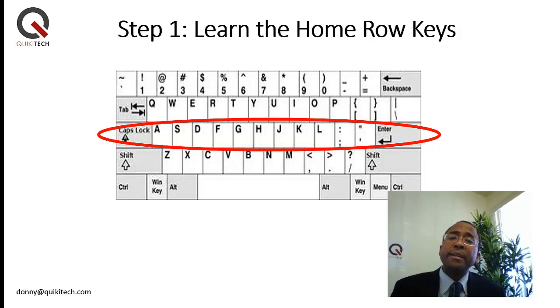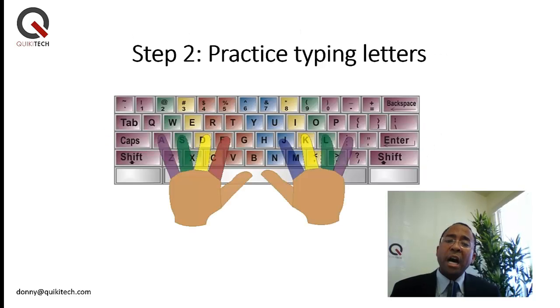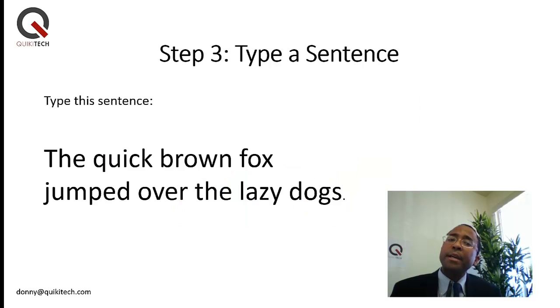So step 1 is you show them the home row key. Help them place their fingers on the home row. So step 2 is practice typing letters. And when you read the lesson that's after this, it's actually the second part of this same lesson, you'll get more instruction on how to teach your kids to place their fingers in the proper location. That's step 2. Step 3 is have them type this sentence.